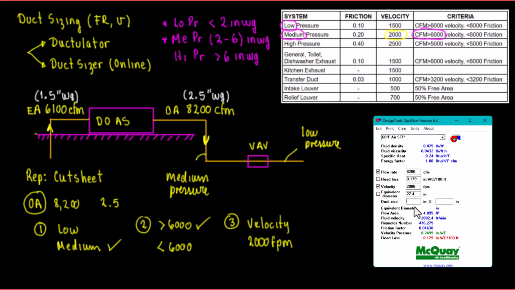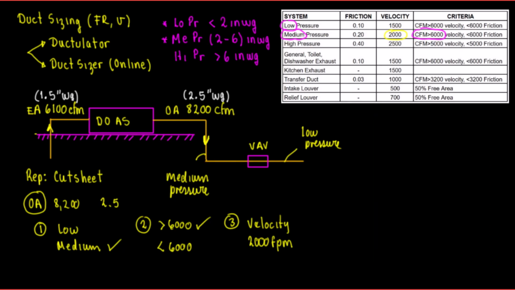Okay, you need to put the duct size. Let's start with a 20 by 32, maybe. Let's put in here 26 by 34. There you go. Depending on what the space is, let's put in this size. I'm going to put this as green. There you go.